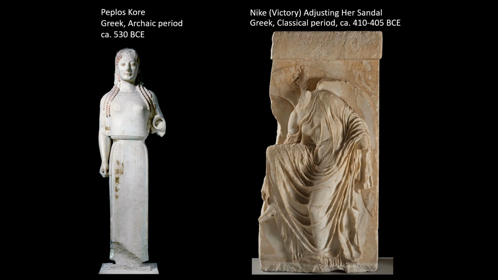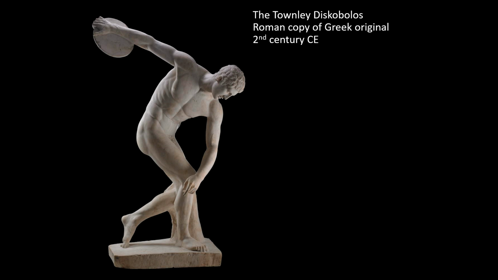Now, let me just show you one more example of sculpture before we move on. This is a Roman copy of a Greek classical sculpture by the Greek artist Myron. Now, think about what we've talked about so far. Pause the video and try to identify the classical features that have been presented to you so far in this lecture.